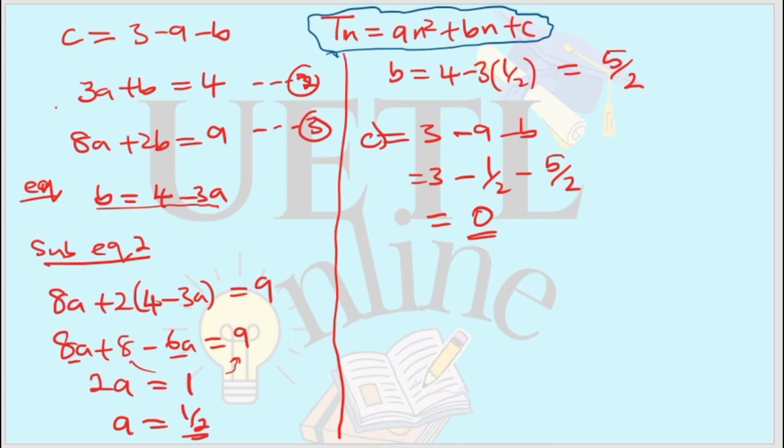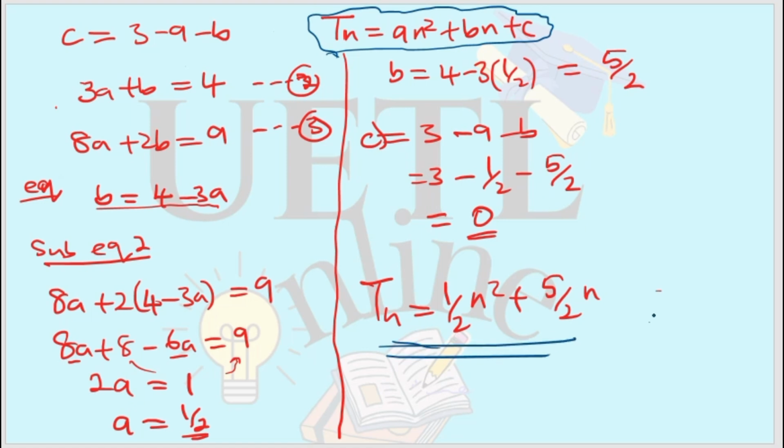Then we will have to compare this equation with the equation given. So this means that our tn is going to be, let's substitute our a value, which is half n squared, plus our b value, 5 over 2 n, and then our c value is 0. So we can leave it like this. This will be our answer. We can see that this one is the same as that answer. So we can say that we have successfully shown. You can just write it's shown. So we have successfully shown that the tn is given by this.